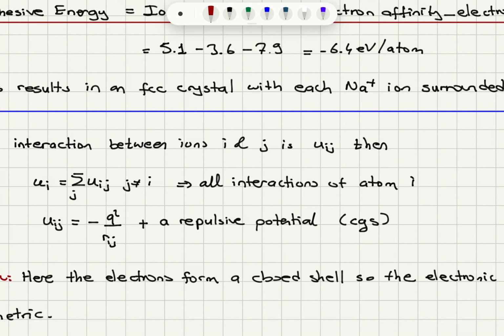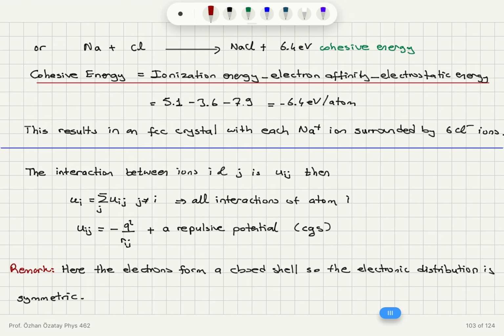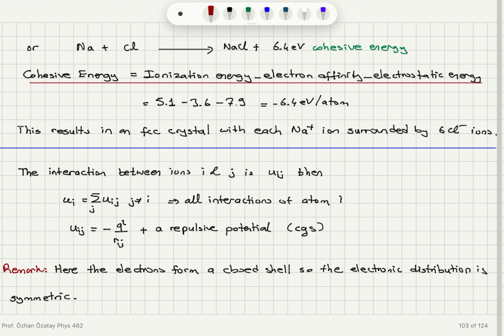And we have a plus repulsive potential, that is our Pauli exclusion principle, that is due to the fact that two electrons cannot occupy the same orbital with the same spin. So in this equation, we don't have kq squared over r, because this is written in CGS. And here when we do this, the electrons form a closed shell. When the sodium provides its electron and chlorine accepts its electron, we have a full shell electronic distribution, so it is symmetric.